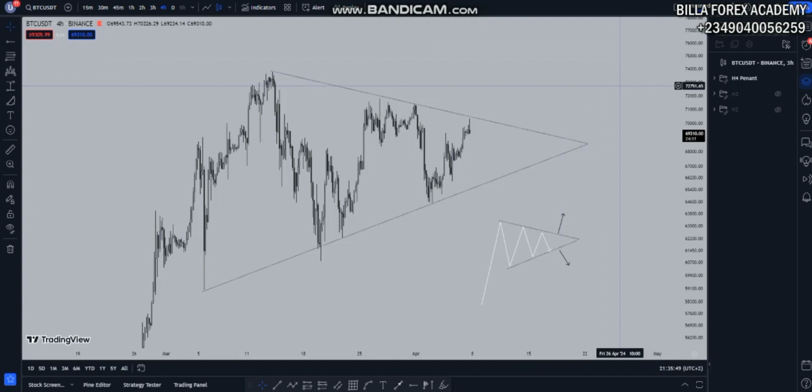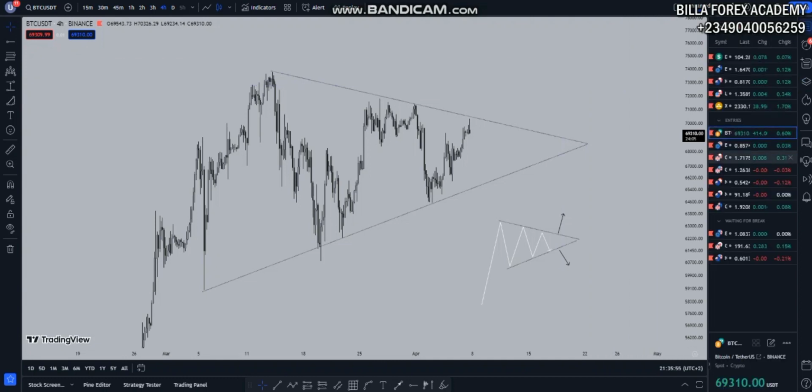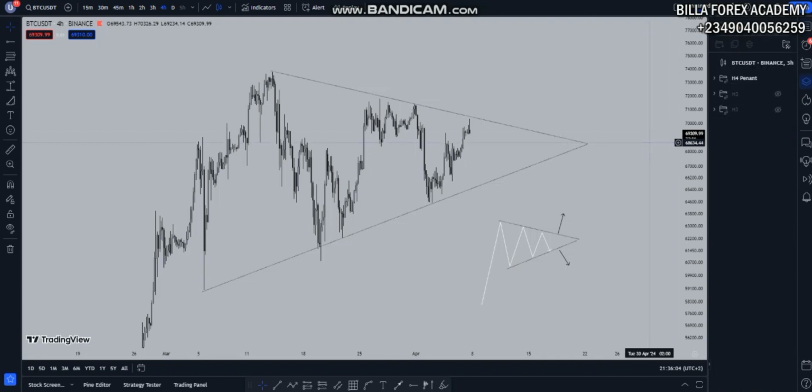So today we'll be looking at our weekly analysis on three charts. We're looking at Bitcoin, Euro GBP and GBP CAD, just three pairs. So currently on Bitcoin, this is what we have on the first time frame.